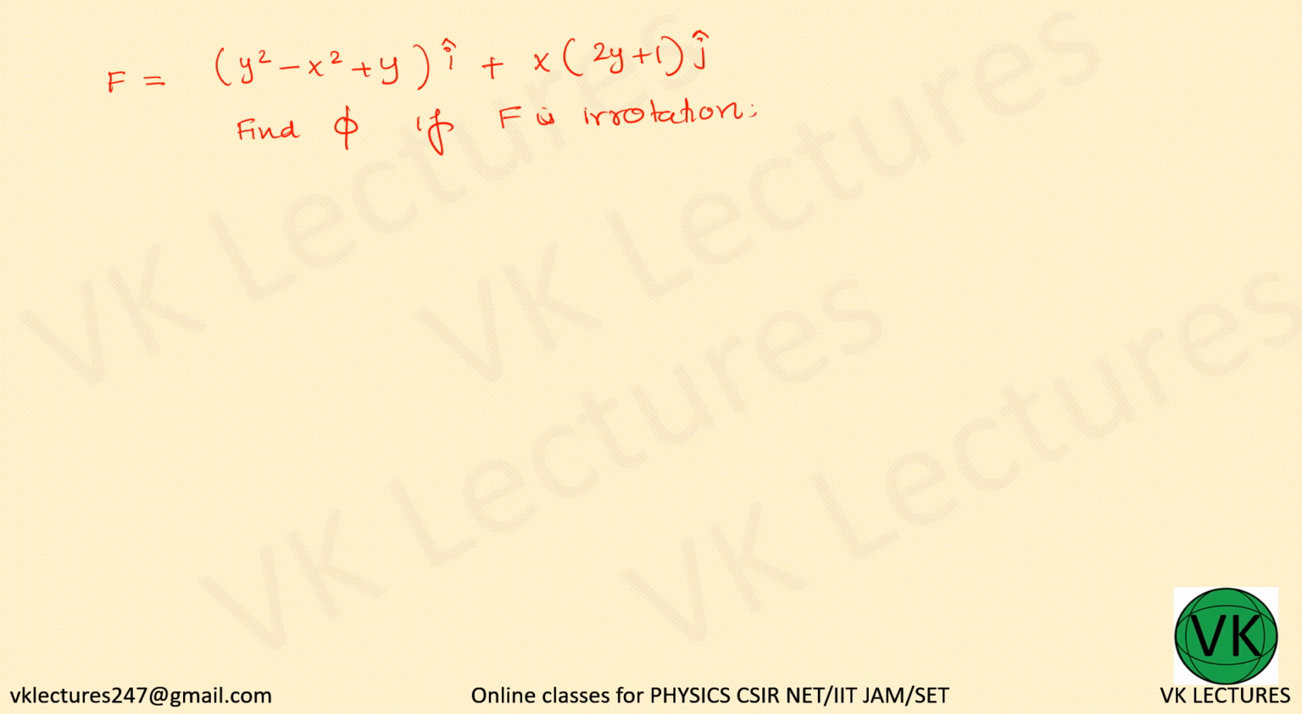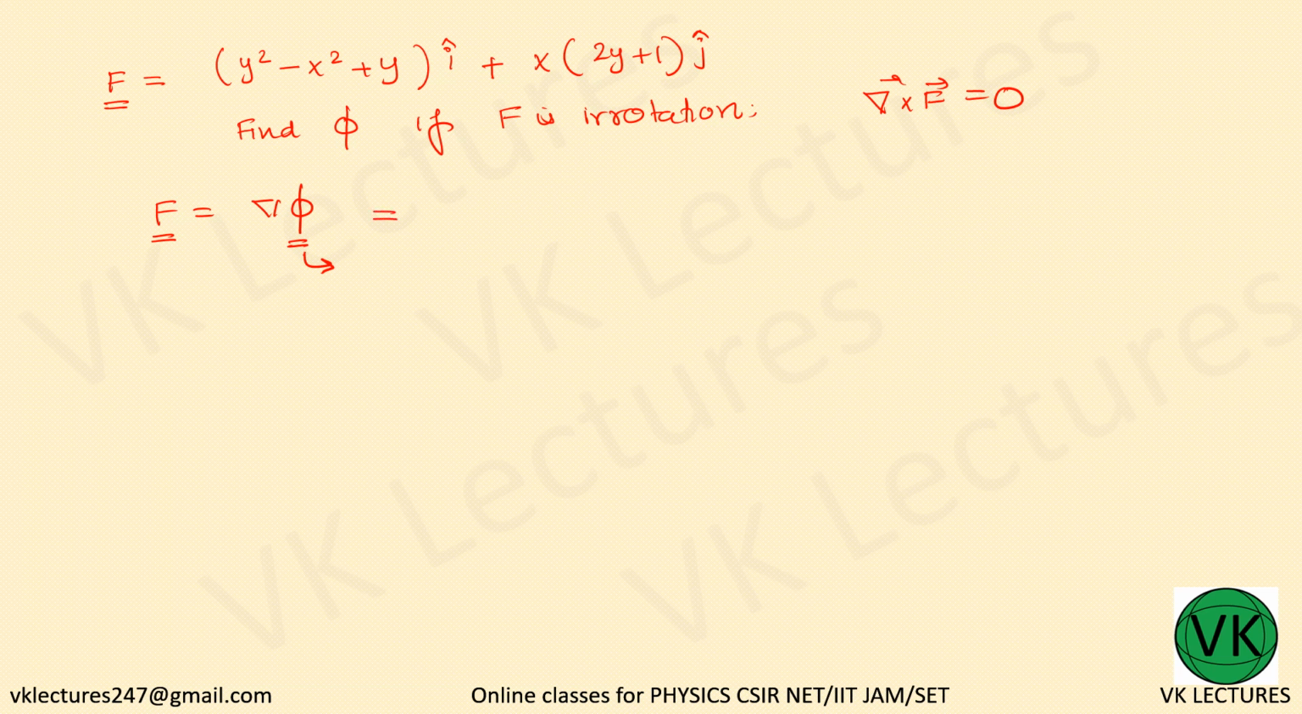So if F is irrotational, what can you write? Del cross F equal to 0, right? So F is already given, so F is equal to del phi. Now you need to find phi such that F becomes irrotational. Now what does F equal to del phi mean?